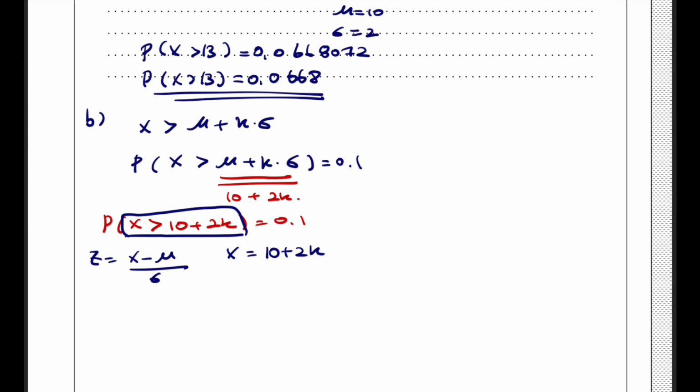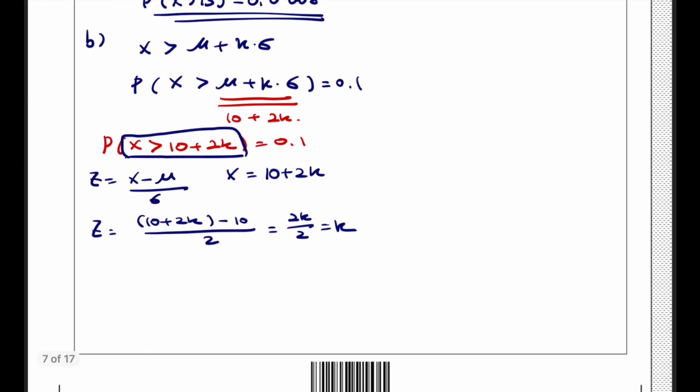Then substituting x equals 10 plus 2k into this z-score formula gives us z equals 10 plus 2k minus the mean, which is 10, over 2, right? That means this equals 2k over 2, which is also equal to k, right? Since the probability of x greater than 10 plus 2k is equal to 0.1, we can find the z-score corresponding to 0.1 in the upper tail, right?